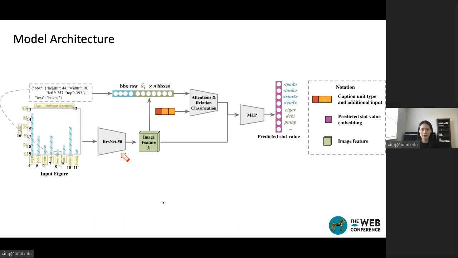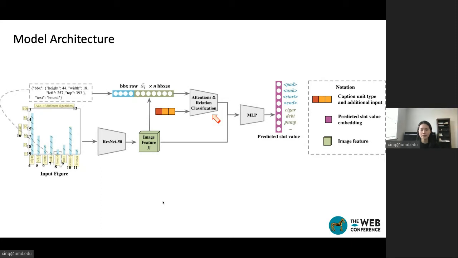A pre-trained convolutional neural network, ResNet-50, encodes the raw figure image to get an image feature matrix. From the image feature matrix, we construct a matrix S where each row is a piece of local information in the image that is relevant to one bounding box tuple.